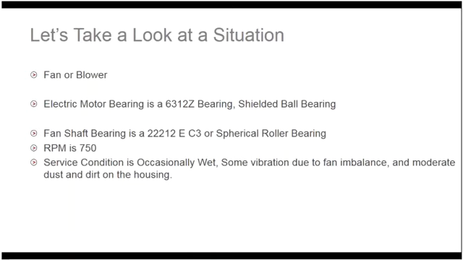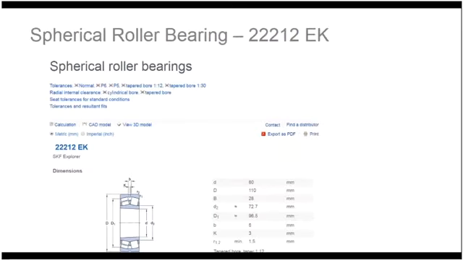The RPM of the fan is 750, and the service condition is occasionally wet, with some vibration due to fan imbalance and a moderate amount of dust and dirt on the bearing housings. We now can Google search the 22212 EK bearing, and we see that this spherical bearing has a shaft diameter of 60 millimeters, a bearing bore diameter of 110 millimeters, and a bearing width of 28 millimeters.